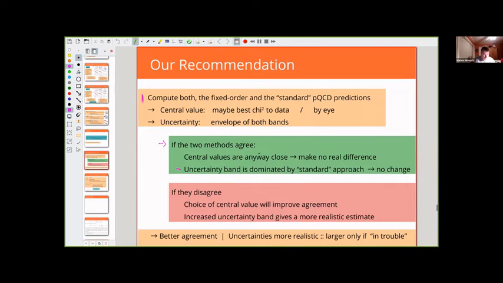However, if we have cases where the two methods disagree, of course, the choice of the central value will in general improve the agreement between data and theory, and the increased uncertainty band gives certainly a more realistic estimate of the true uncertainty of the calculation, instead of that simple choice by just looking at the scale dependence. So that will mean in the future we will probably get better agreement if we approach this method, and the uncertainties will be more realistic, larger only in those cases where we were in trouble anyway.